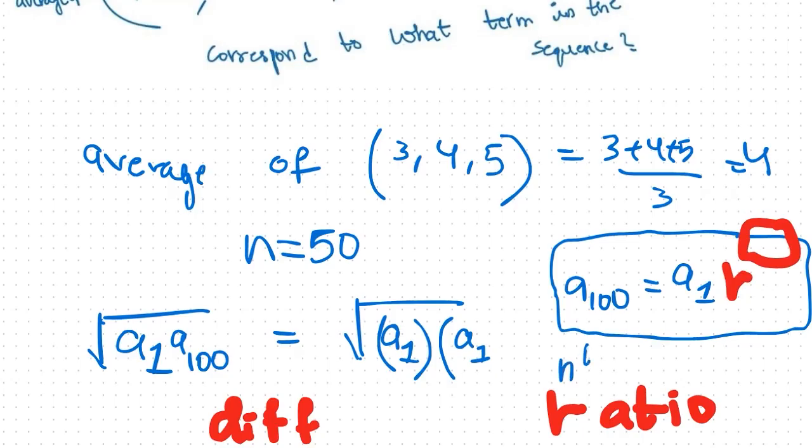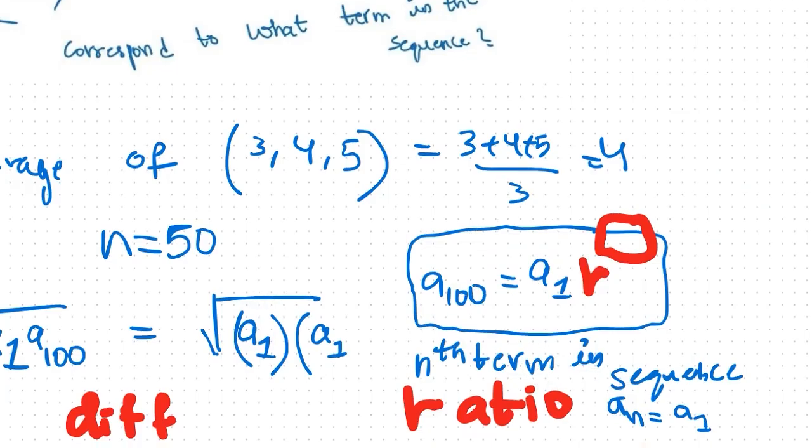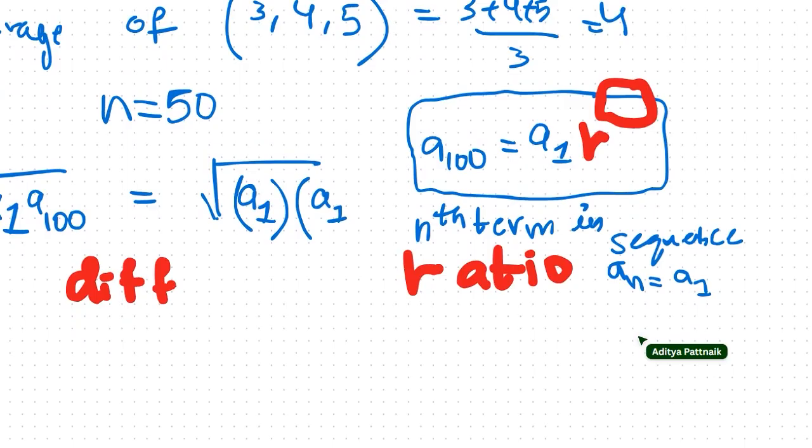No, I told you the nth term formula, right? Nth term in the sequence. It's the total number, like the total number minus... Oh, what is it? Well, let's understand that.